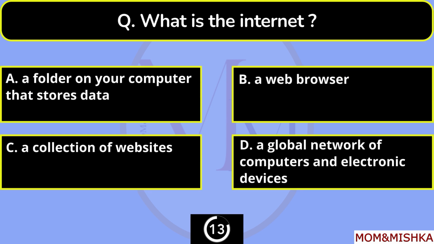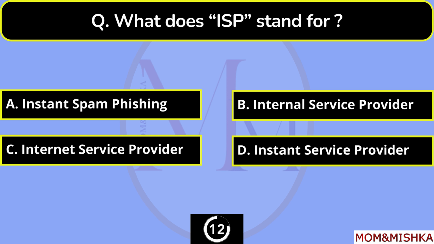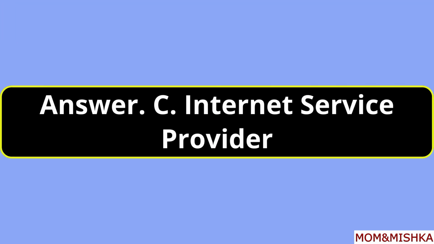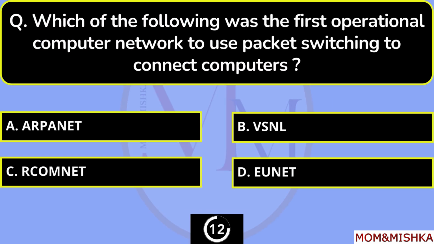What is the Internet? It's a global network of computers and electronic devices. Option D. What does ISP stand for? It stands for Internet Service Provider. Option C. Which of the following was the first operational computer network to use packet switching to connect computers?